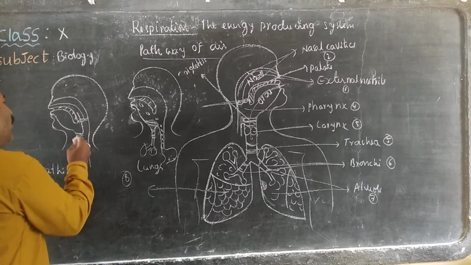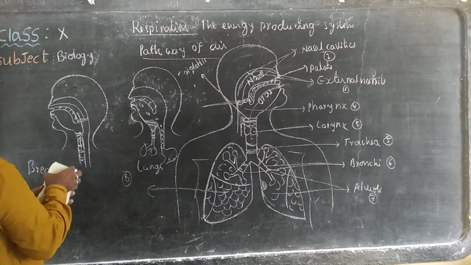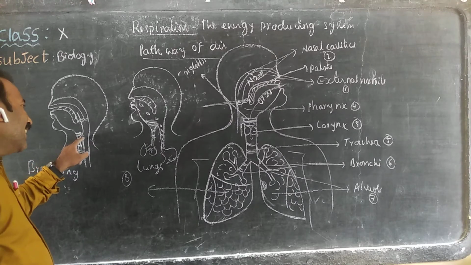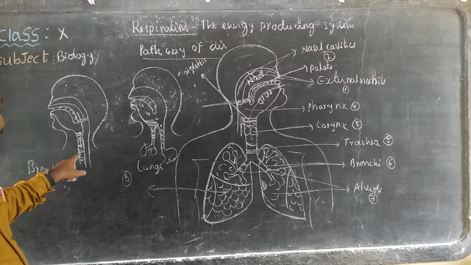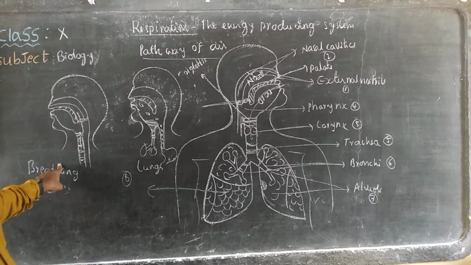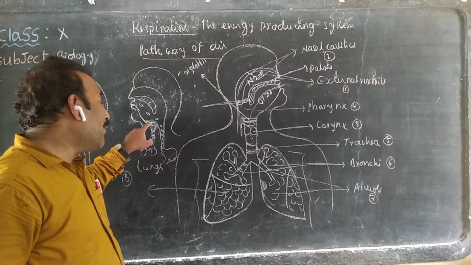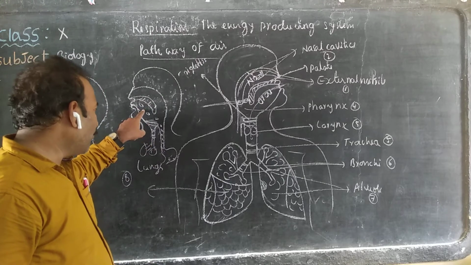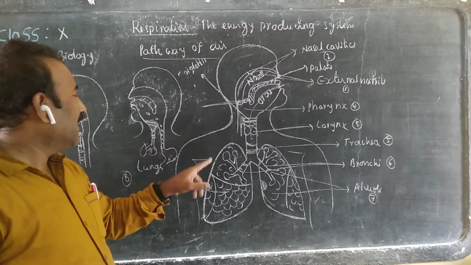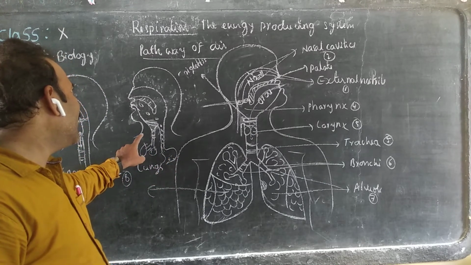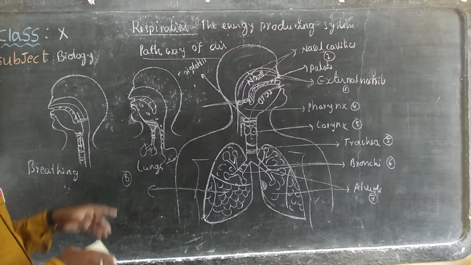If the epiglottis is not covering the trachea, at that time the air passes into the trachea. This is the breath. Suppose the epiglottis is completely covering the trachea, then food is allowed to flow into the esophagus and the stomach. This represents the swallowing process. This represents the breathing process.